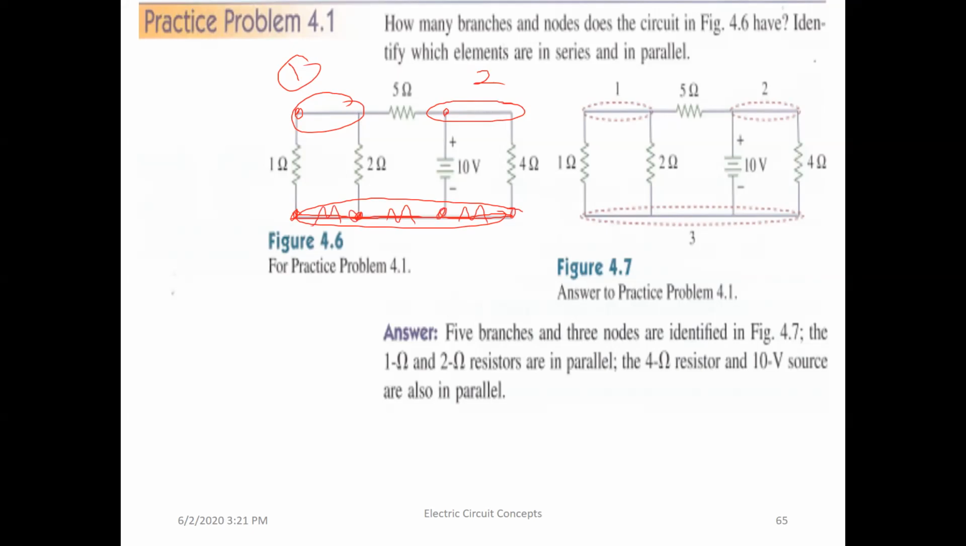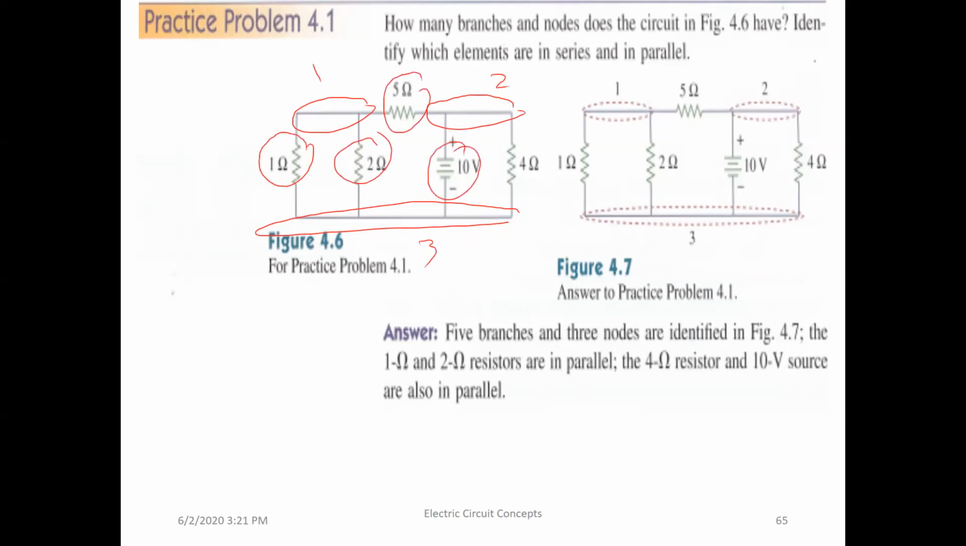But since there's no element, the four of these dots or connections are one node, one, second node, third node. Elements are easy to count: 1, 2, 3, 4, 5. So we have 3 nodes and 5 elements.